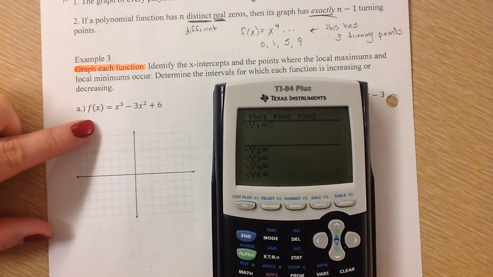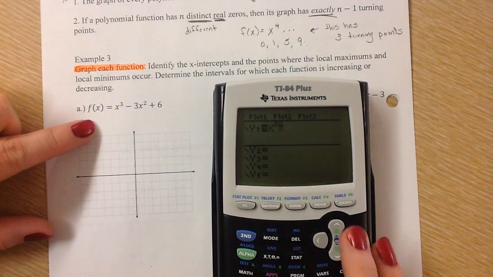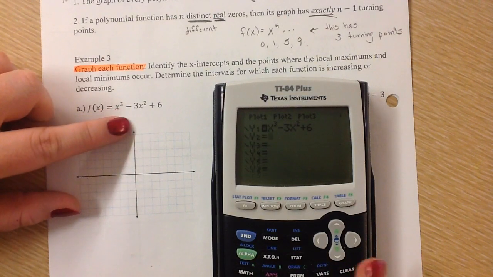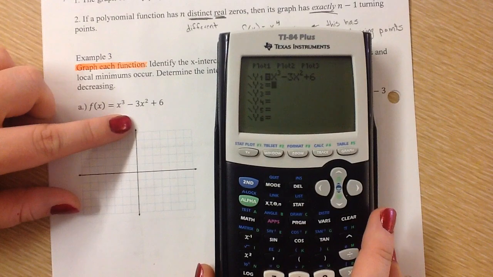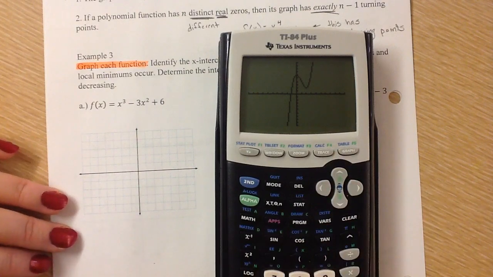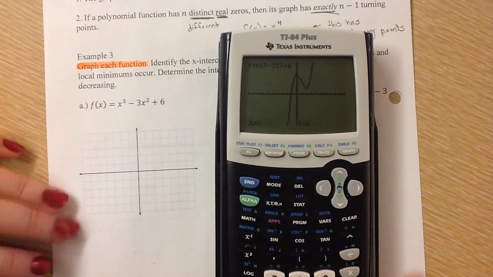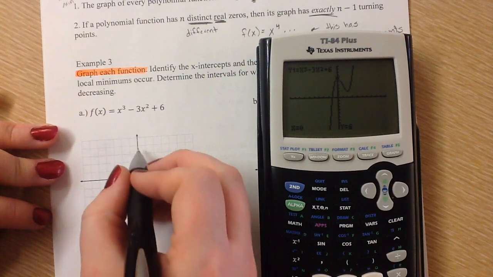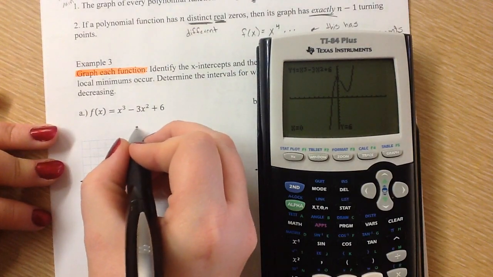Okay, so we have x to the 3rd minus 3x squared plus 6. Okay, x to the 3rd minus 3x squared plus 6. So let's look at the graph of that. Okay, so let's go ahead and trace. Let's find some points. At 0, it goes to the point 6.